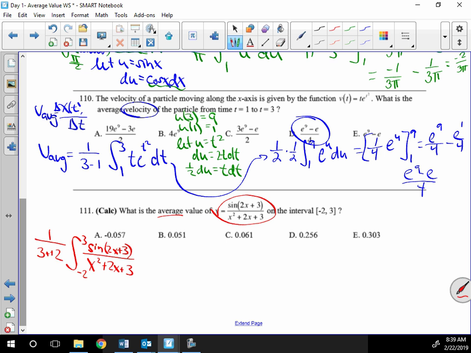So, like, if they just say, like, find the average value of this function, is that supposed to be, like, your position?